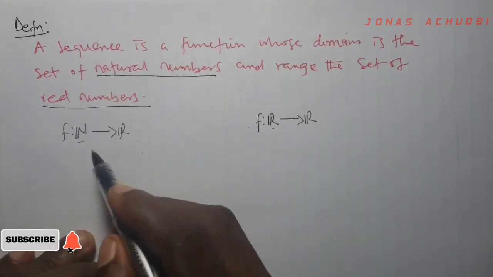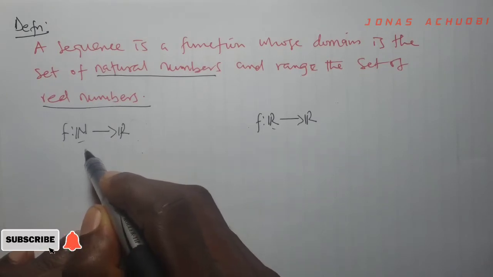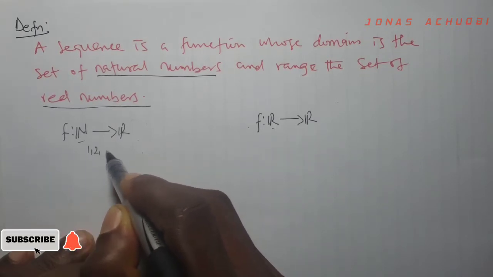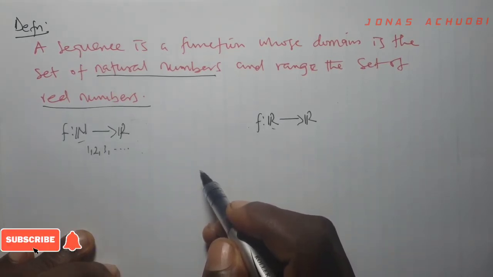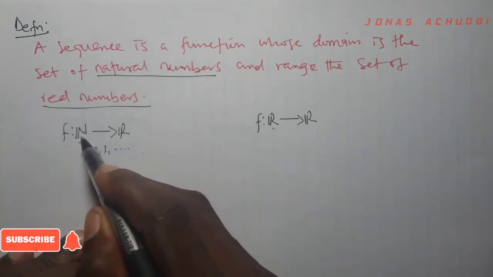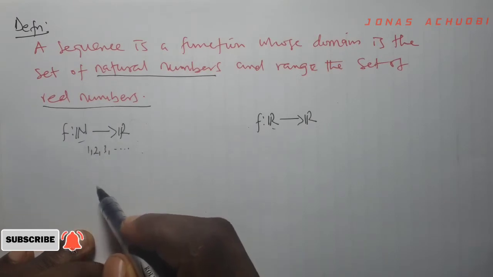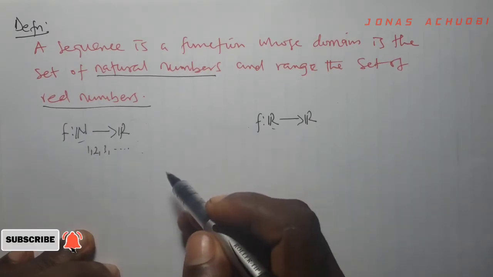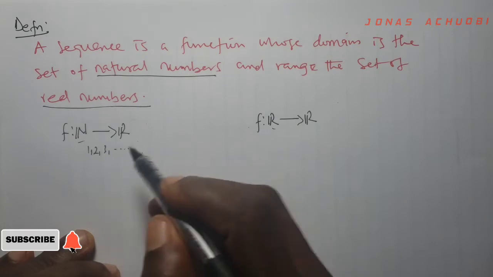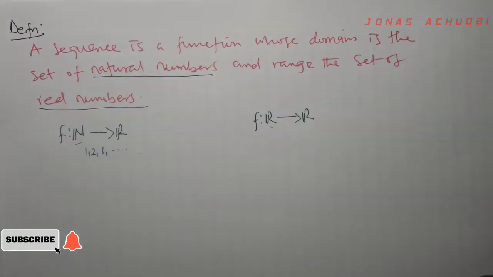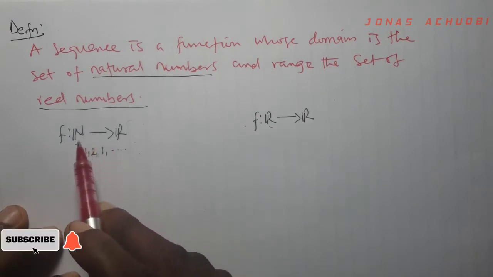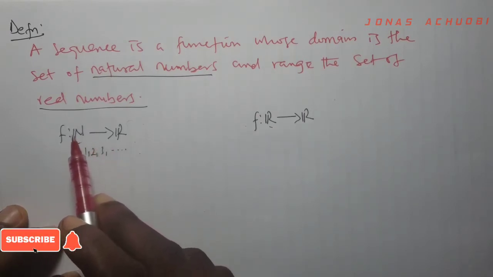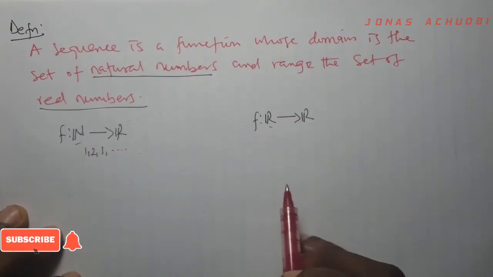What are natural numbers? Numbers that are counting numbers starting from 1, 2, 3, and so on and so forth. Of course, there are some persons who start the natural numbers from 0. But in this video and all subsequent videos, I shall be consistent by starting natural numbers from 1. So let me give a quick illustration of the difference between a function that is a sequence and a function that is just a real valued function.